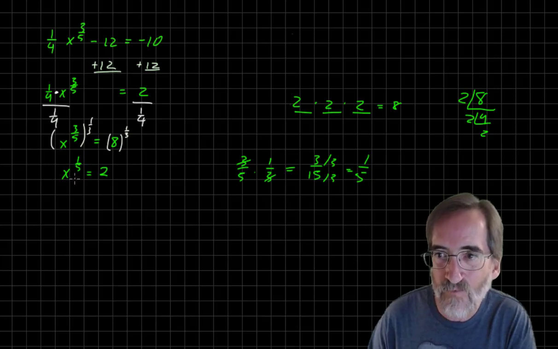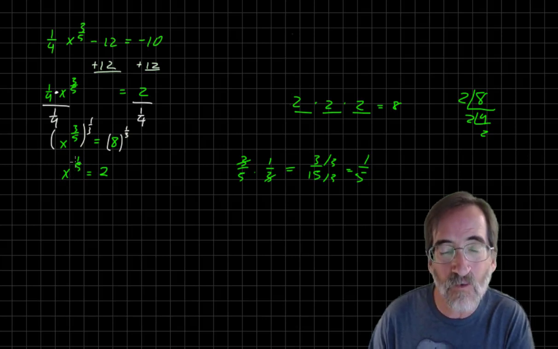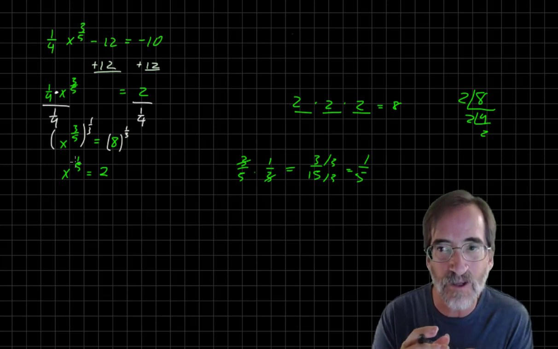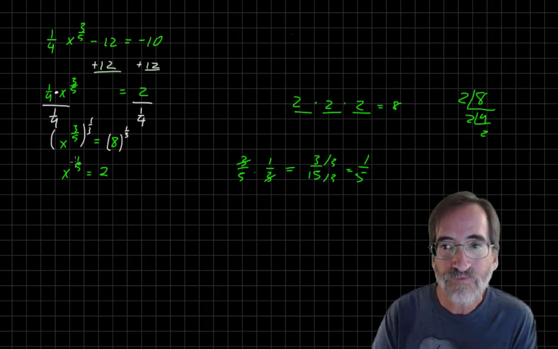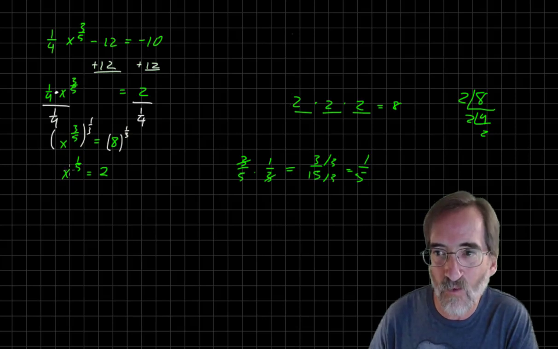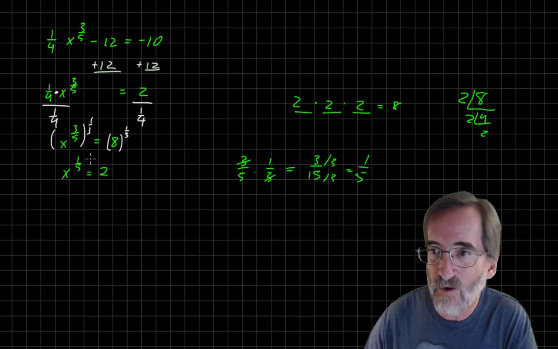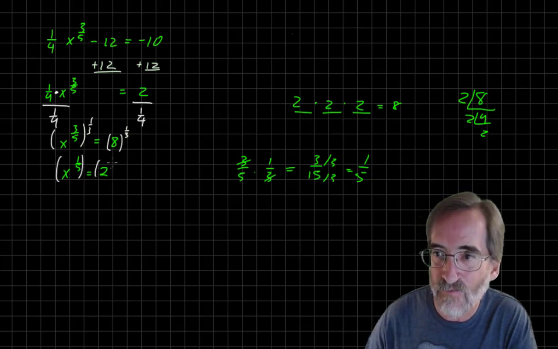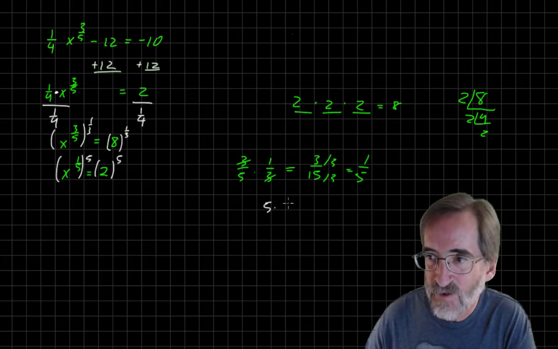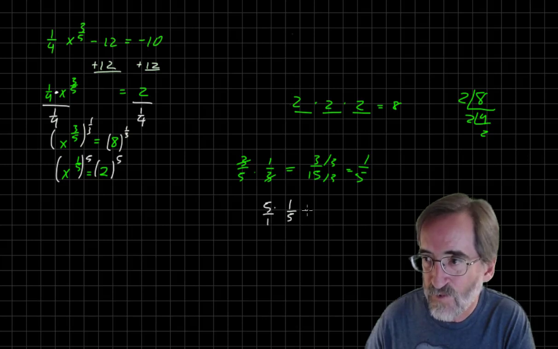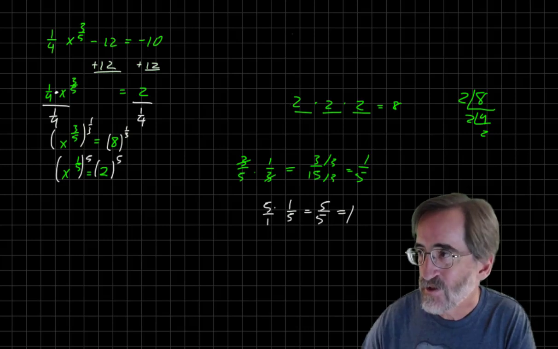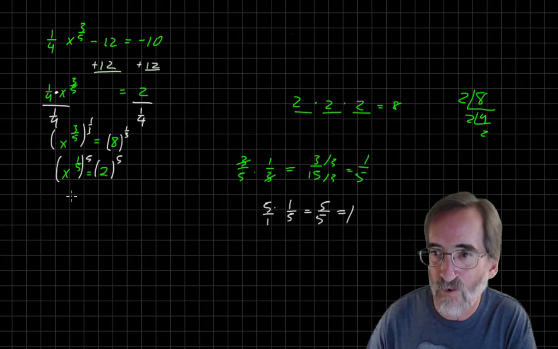Now we have x to the 1/5 power, and the opposite of the 1/5 power, if you think in terms of radicals again, this is the 5th root, right? The opposite of the 1/5 power is the 5th power. So we're going to raise both sides to the power of 5. Think of it as 5 times 1 over 5, multiply straight across, is 5 over 5, which is 1. So we have 2 to the 5th power, or x, equals 32.